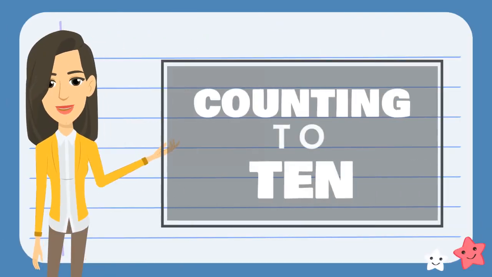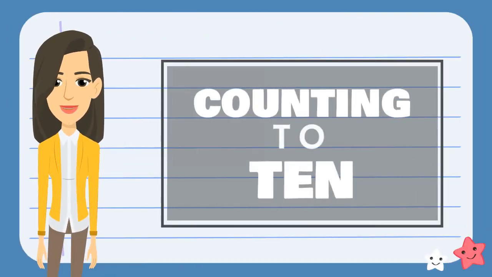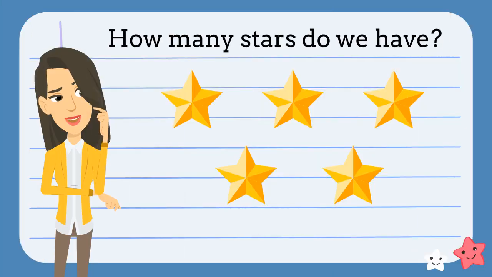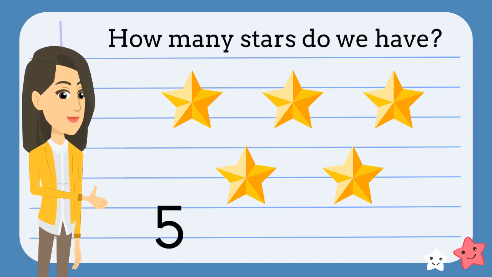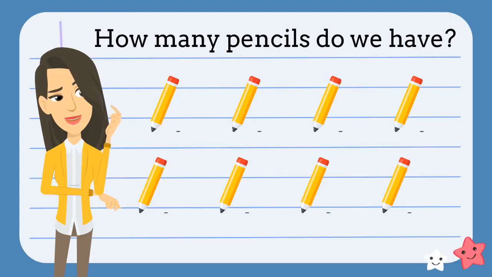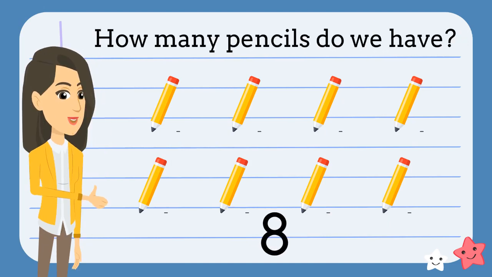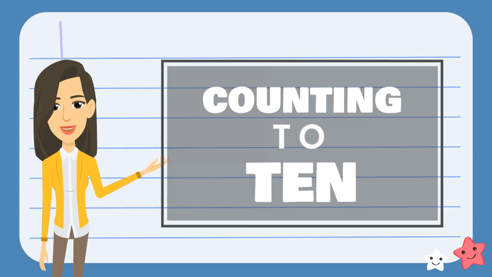Now that we've learned how to count to 10, let's see if you can count these objects. I wonder how many stars we have. What do you think? You're right. We have 5 stars. I wonder how many pencils we have. What do you think? You're right. We have 8 pencils. I hope you liked this lesson on counting to 10.